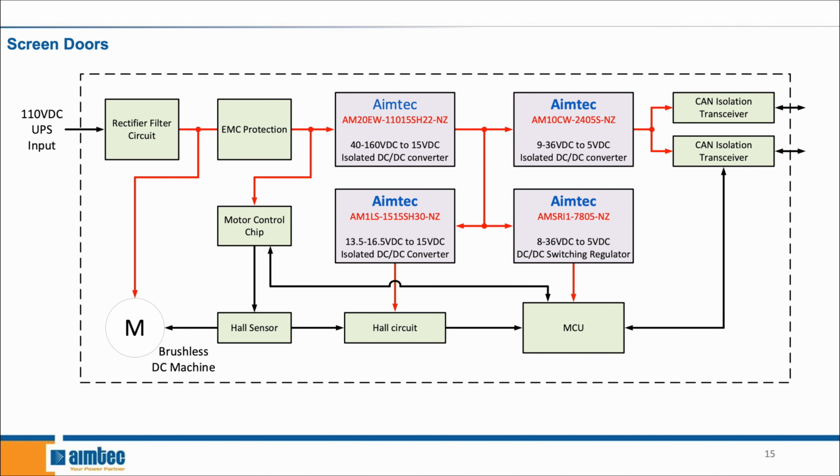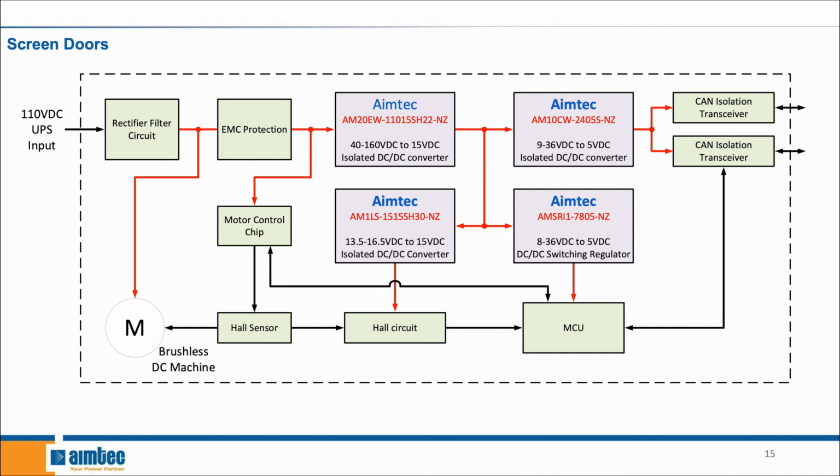The input power goes through the first filter, which feeds directly into the motor. The second filter filters out the noise coming from the motor and sends 110 volts to the motor driver. The AM20 EW converts the 110 to 15 volts and serves as the main power supply of the control circuit. The AMSRI, a high-efficiency switching regulator, steps down the 15 volts to 5 and powers the MCU.